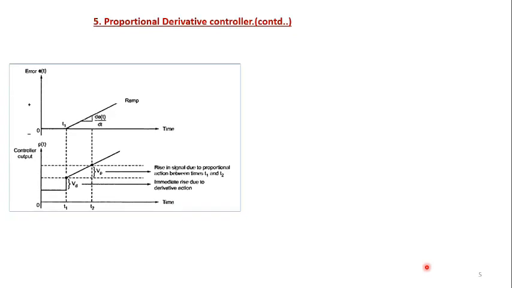Next, we need to understand the characteristics of a proportional derivative controller. When we plot the error with respect to time and the controller output with respect to time, we can see that when there is zero error and no change in error, the controller output also has no deviation and remains constant.